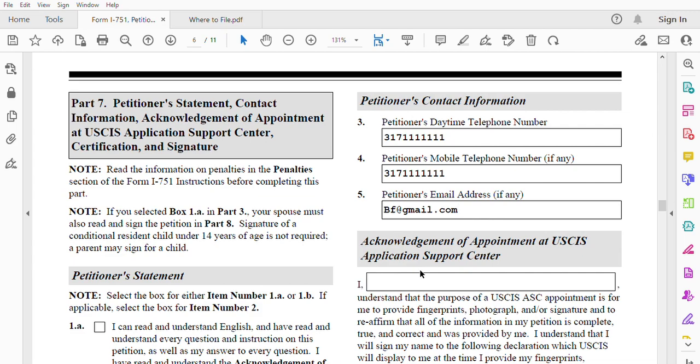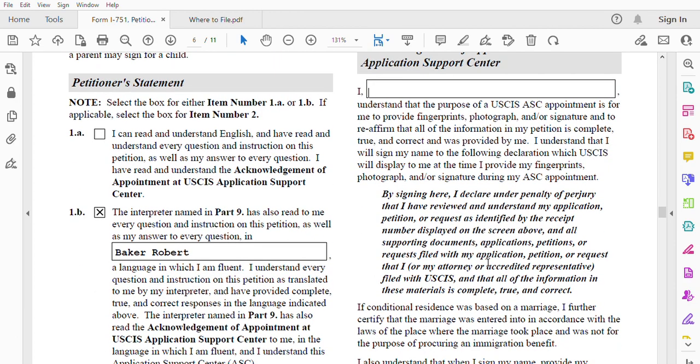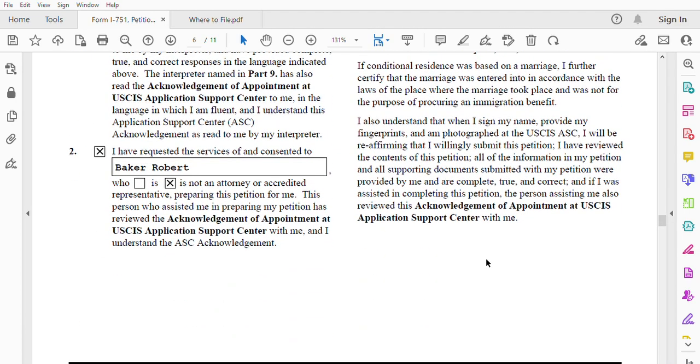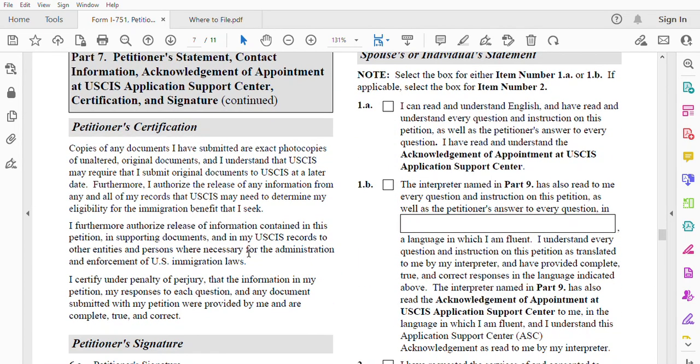And the acknowledgement and appointment here. You can leave it blank, or you can fill it in right here. So when you print it, you have to put the petitioner's first name and last name, and understand. You read this, I understand. You have to read all this, because there are a lot of penalties if you lie. So Part 7, petitioner's statement, contact information. We're still talking about that one.